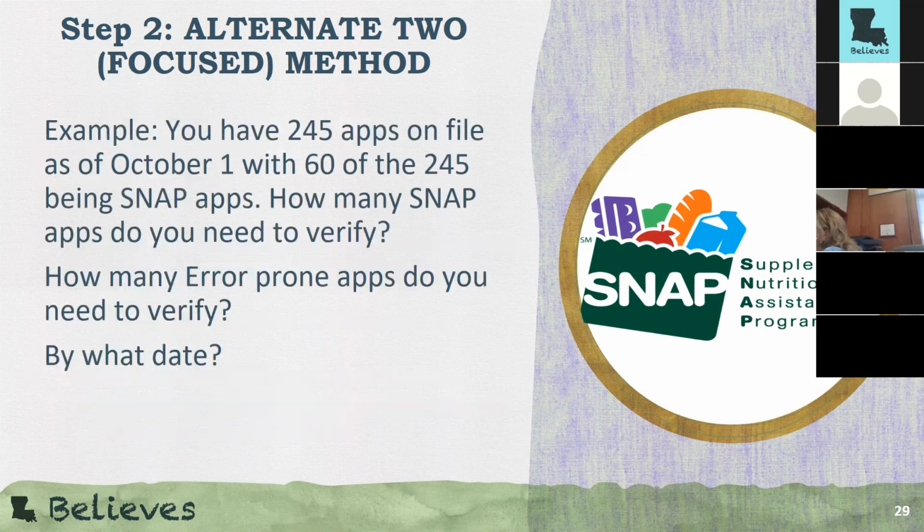Now we will discuss the alternate 2 or focused method. You have 245 applications on file as of October 1st, with 60 of the 245 being SNAP applications. How many SNAP applications do you need to verify? How many error-prone applications do you need to verify, and by what date?